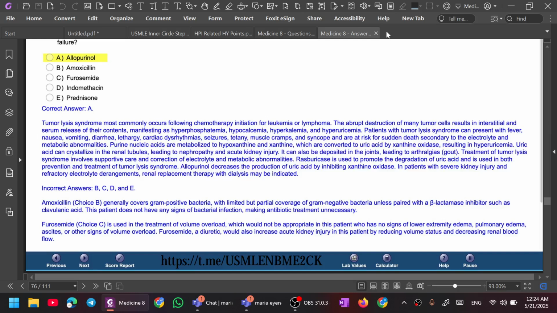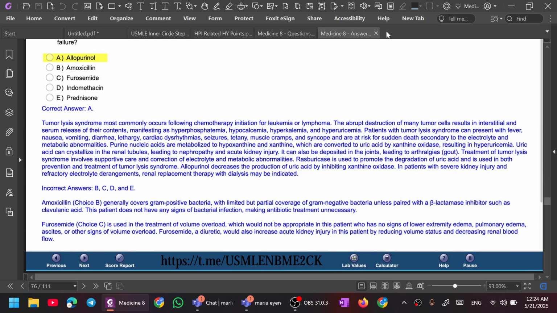Nucleic acids are metabolized to hypoxanthine and xanthine, which are converted to uric acid by xanthine oxidase, resulting in hyperuricemia. Uric acid can crystallize in the renal tubule, leading to nephropathy and acute kidney injury. It can also deposit in the joints, leading to gout. Treatment of tumor lysis syndrome involves supportive care and correction of electrolytes.